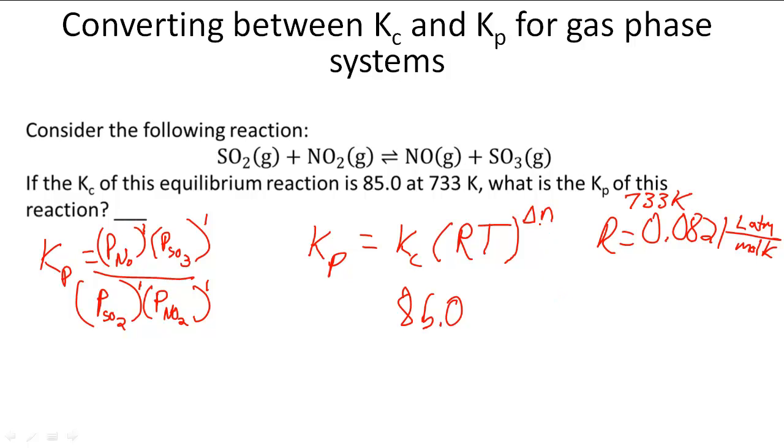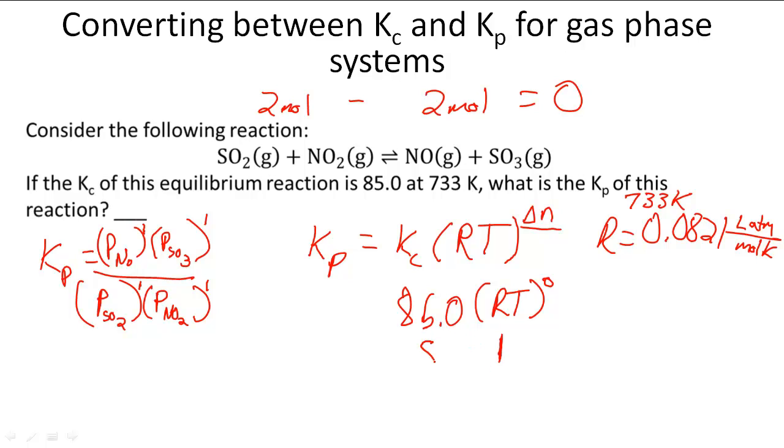Now, we need to figure out this mole difference. So we have to go back to our reaction, and we see that there's 1 mole of this gas and 1 mole of this gas, so 2 moles of gas on this side. And here we go, 1 mole and 1 mole, so there's 2 moles of gas on this side. When I subtract them, I see that the mole difference is 0. So RT raised to the 0 power is just 1.